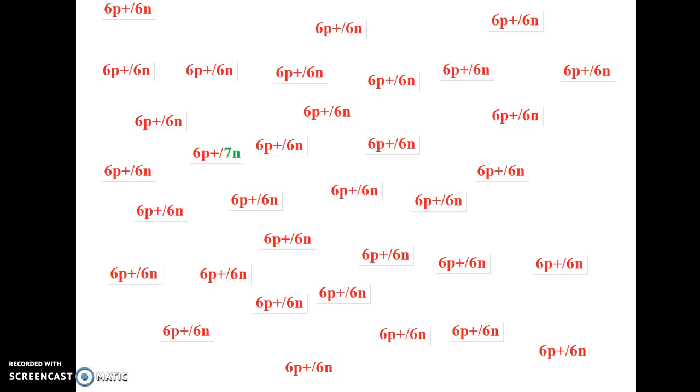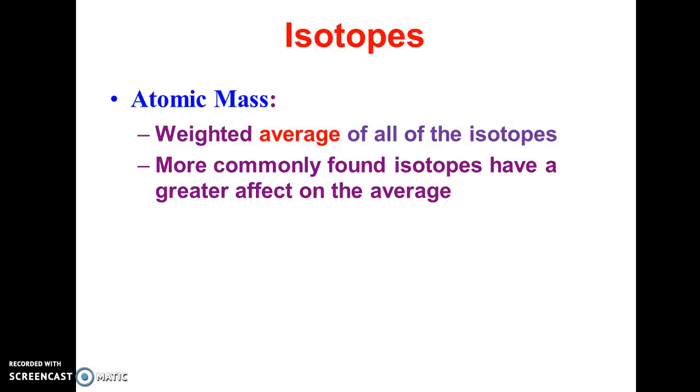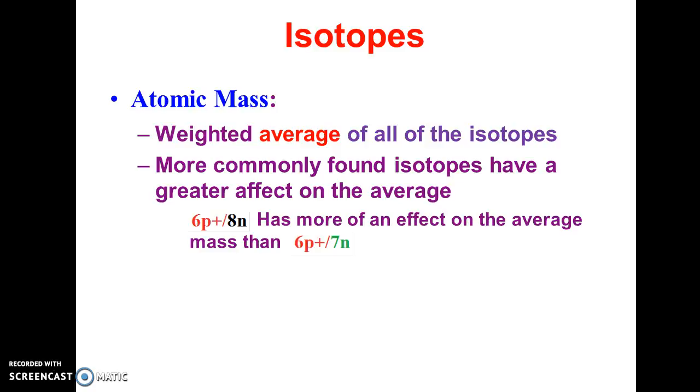Now when you take an average of these atoms, you're no longer going to get a whole number. And if you include the most common isotope of carbon that has 6 protons and 8 neutrons, it's going to change that average even more. So again, when you take the average, the more commonly found isotopes are going to have a greater effect on that average. So the 6 proton, 8 neutron isotope is going to have more of an effect on the average mass than the 6 proton, 7 neutron isotope will.